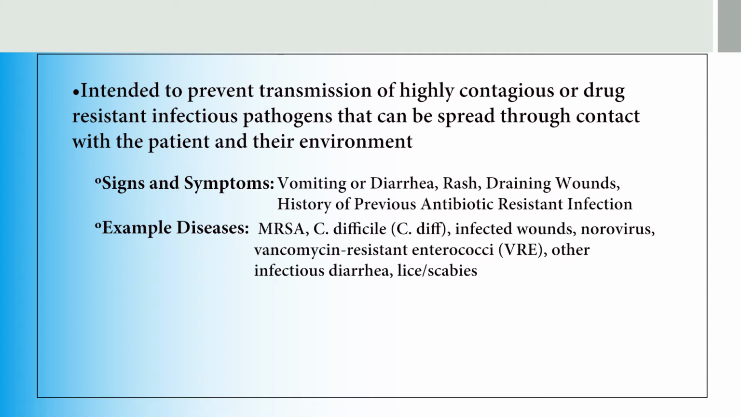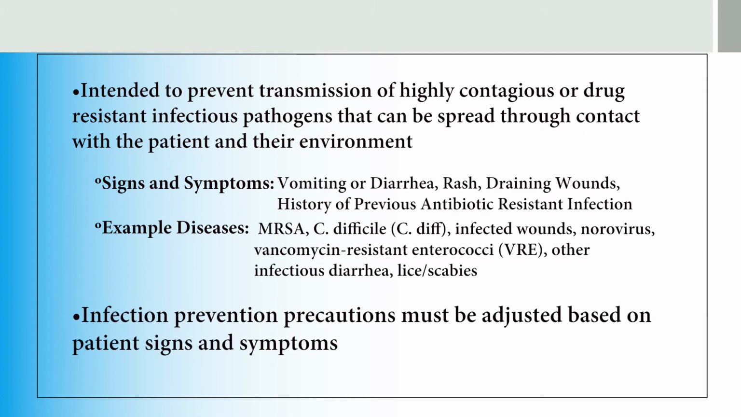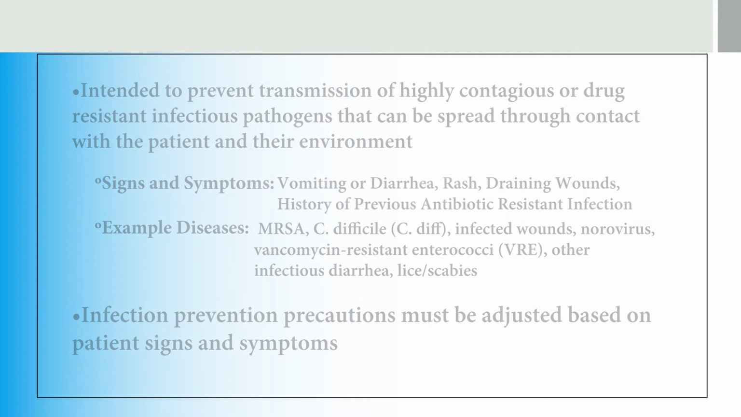Signs and symptoms to be aware of for contact precautions include vomiting or diarrhea, rash, draining wounds, and history of previous antibiotic-resistant infection. EMS providers should be aware of any area or community-based outbreaks of norovirus or other epidemic diseases requiring contact precautions and should obtain relevant history as indicated by patient assessment.